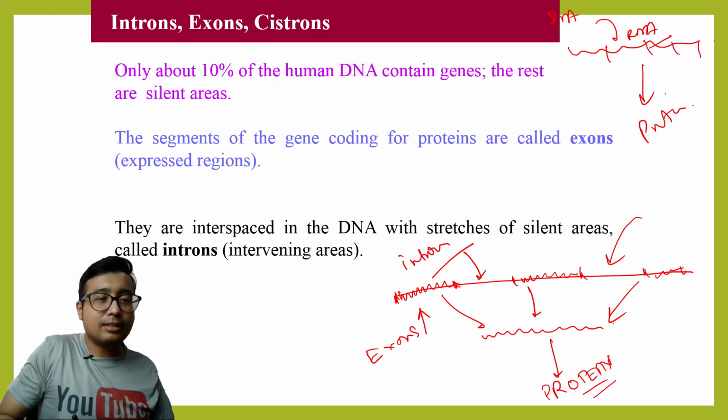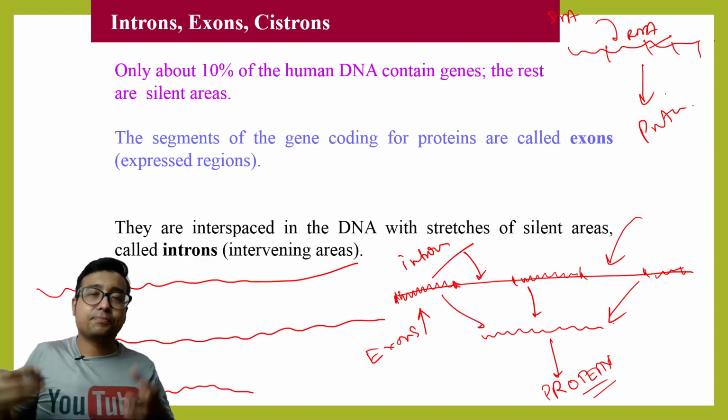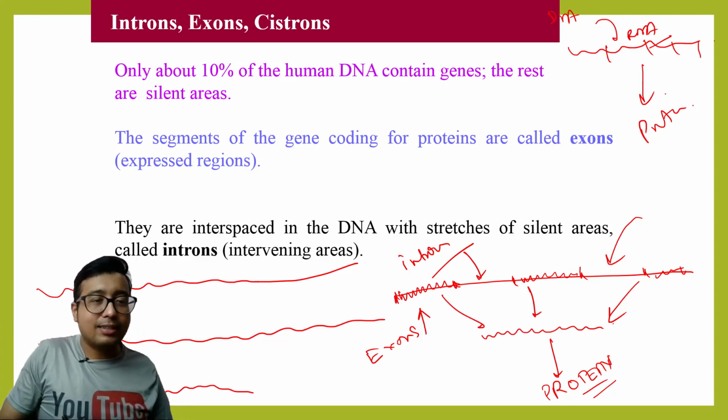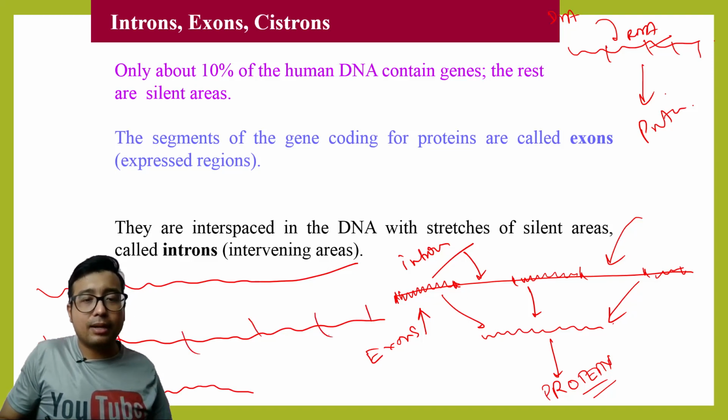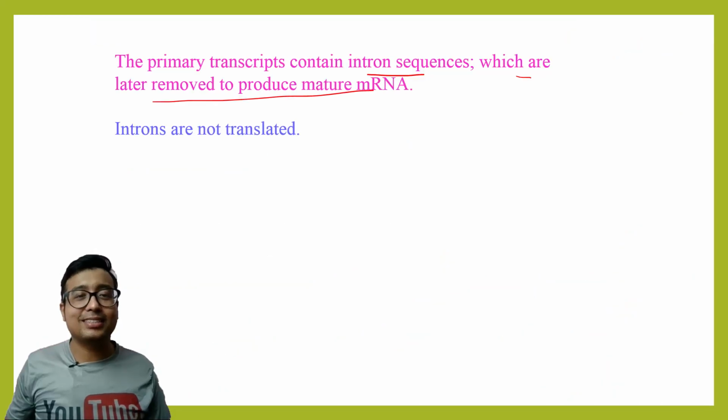See, this is a DNA molecule, from which an RNA molecule will be produced. But the mature mRNA does not need everything. So the parts which are used to form this mature mRNA are exons, and these are introns, which are not translated.